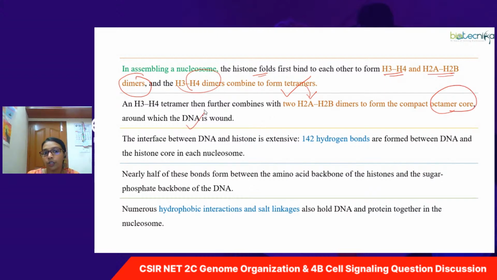Now how does this DNA to histone interaction take place? By means of hydrogen bonding. And hydrogen bonding takes place between whom? Between the DNA and the histone core present in each nucleosome. Then nearly half of these bonds form between the amino acid backbone of histone. So which amino acids will you find? Here it is mentioned that the hydrogen bonding takes place between the amino acid backbone of histones and the sugar phosphate backbone of DNA. So which amino acid are they referring to?